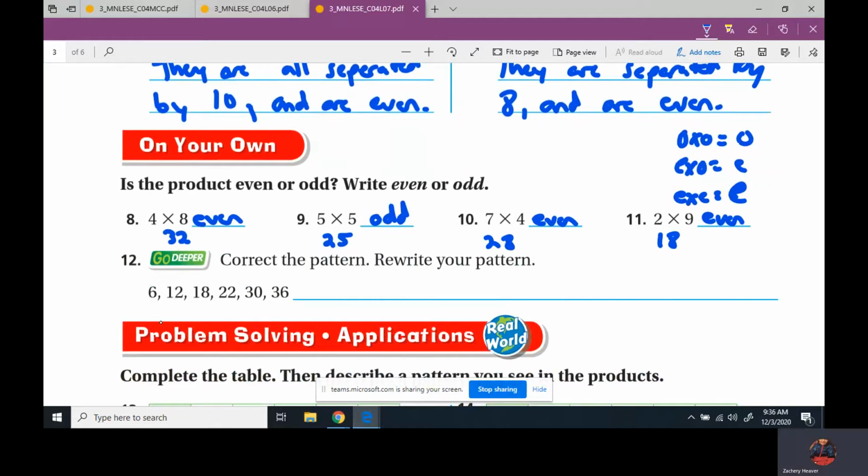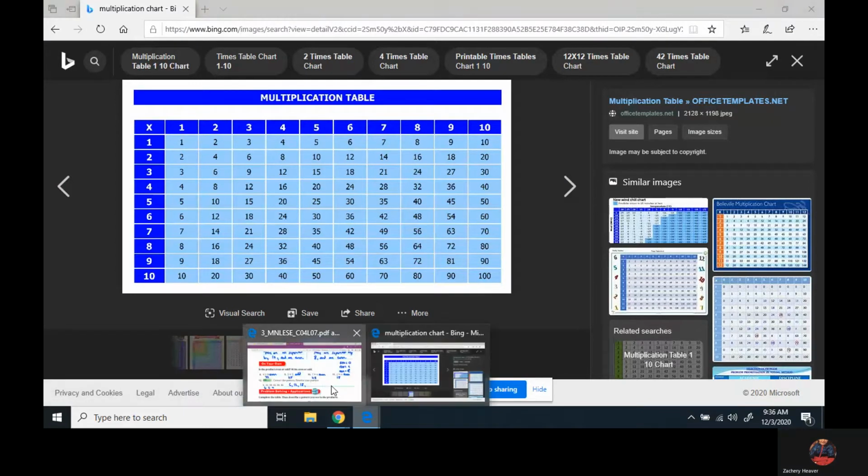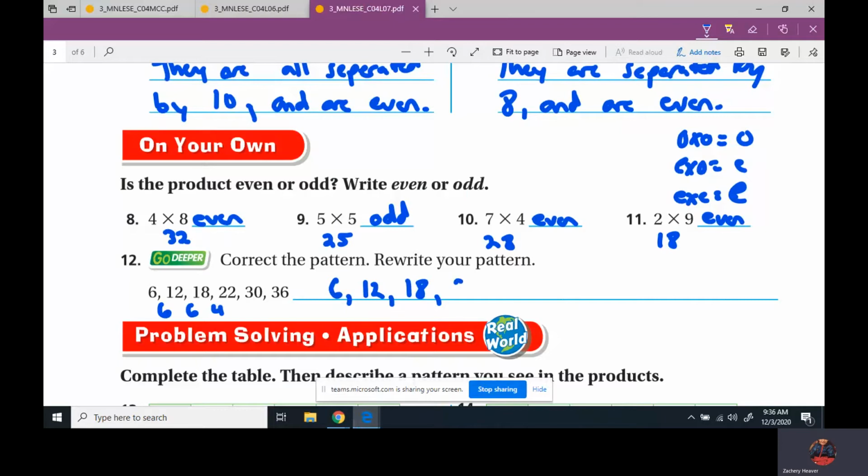Correct the pattern. 6, 12, 18, 22. That's not right because there's 6 between here, there's 6 between here, and there's 4 between here. So it should be 6, 12, 18. Instead of 22, we should have 24. 24, 30. Separation of 6 between 24 and 30 and 36. So this was the one we was missing.